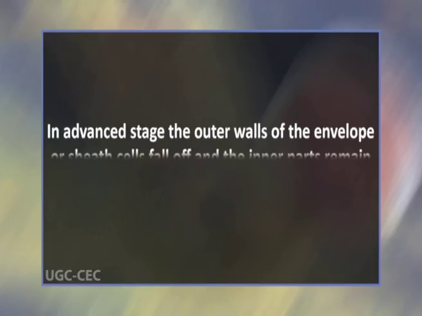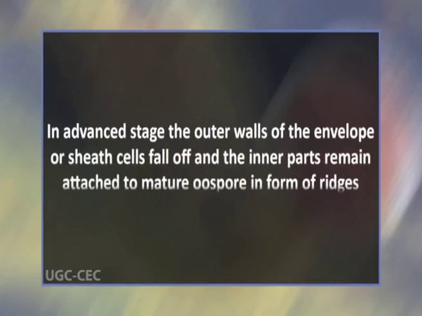On maturity of the oospore, the inner walls of tube cells get thickened, suberized and silicified. The oogonial as well as oospore walls become thick. The oospore nucleus moves towards the apical region. In advanced stages, the outer walls of the envelope or sheath cells fall off and the inner parts remain attached to the mature oospore in the form of ridges.